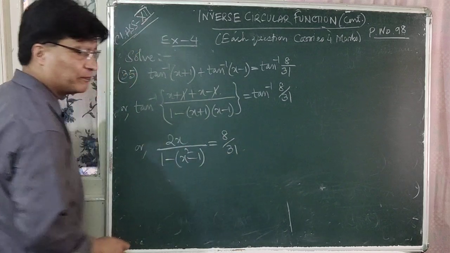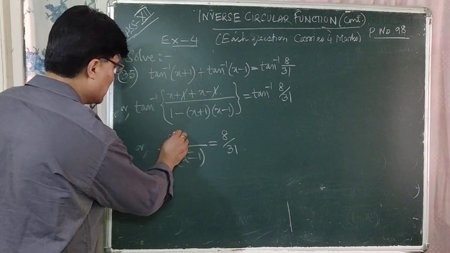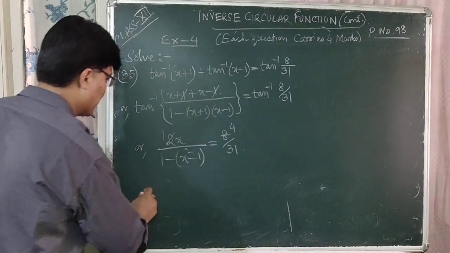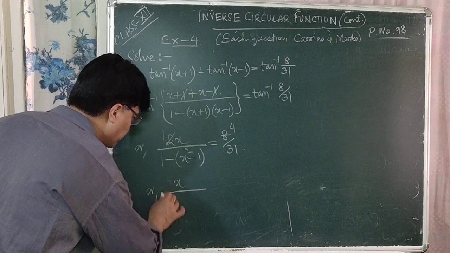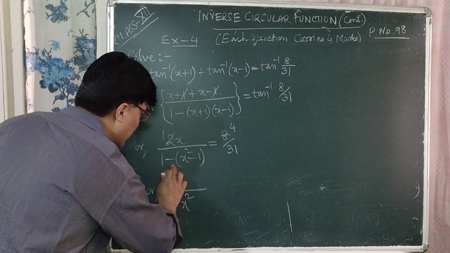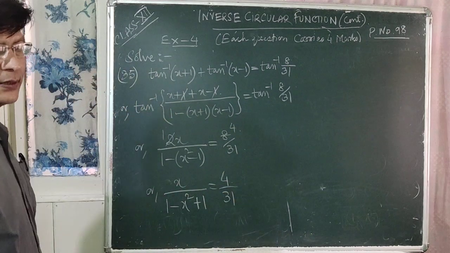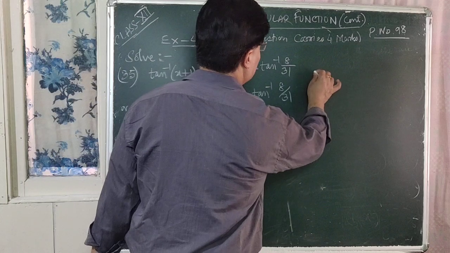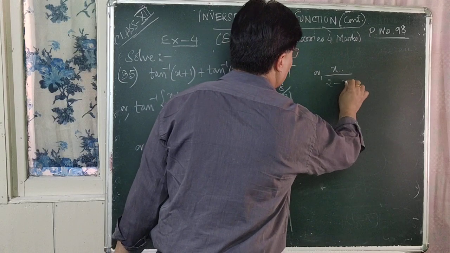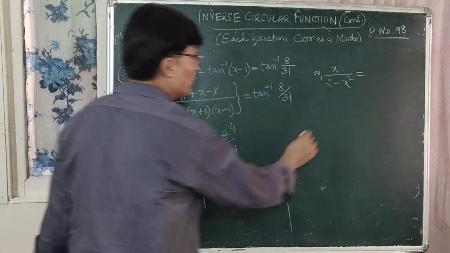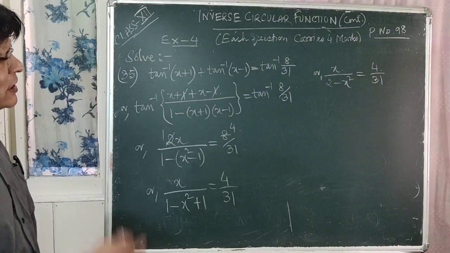In the numerator, from both the sides you can cancel the similar terms. That means 2 ones are 2, 2 fours are 8, right? Now x upon, you can simplify it further. 1 minus x square, minus and minus plus 1, is equal to 4 by 31. Is that clear now? So you can write x divided by, this is 1 plus 1 is 2, 2 minus x square is equal to 4 by 31. This is your 4 upon 31.